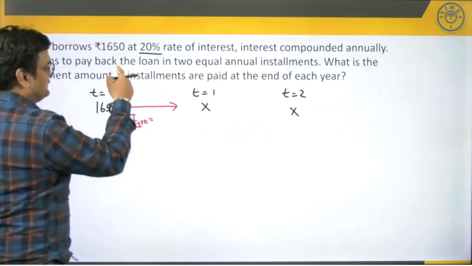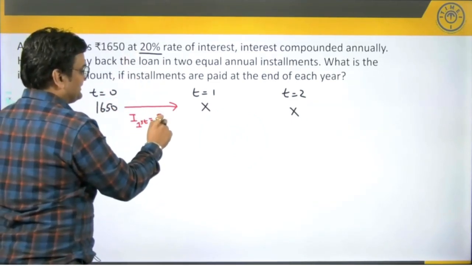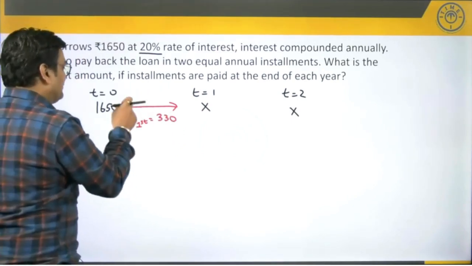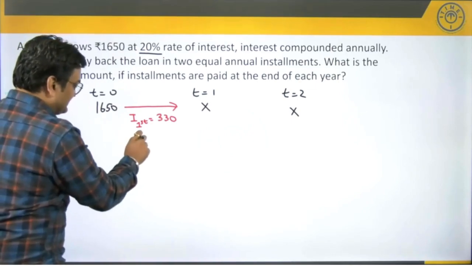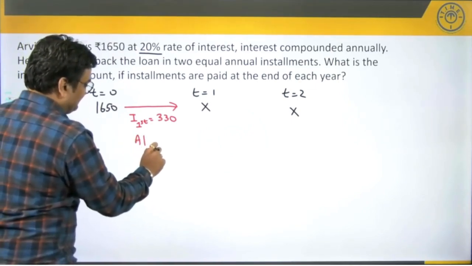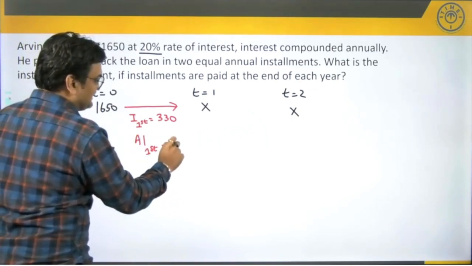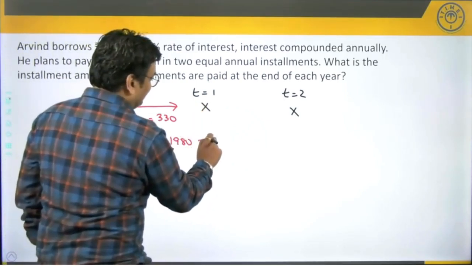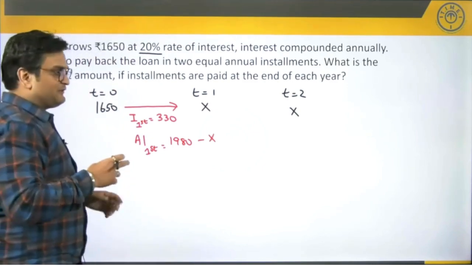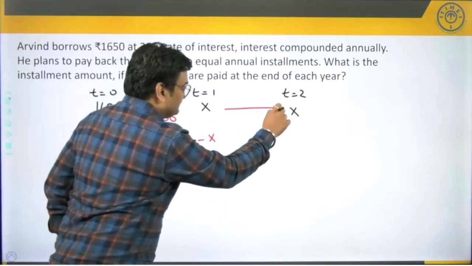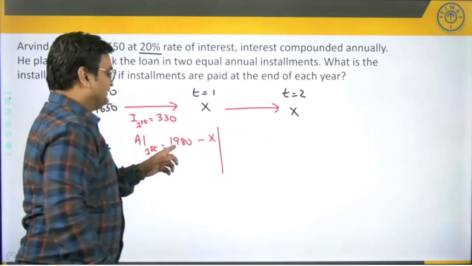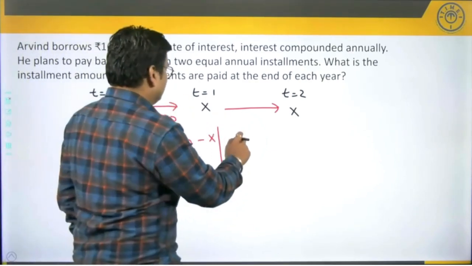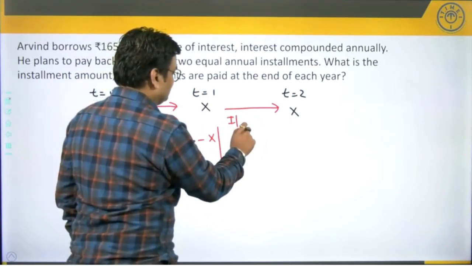So interest for the first year, can I say, is 20% of 1650, which happens to be 330 rupees. 165 into 2, 330. So this will be added to the principal amount, and thus can I say the amount at the end of first year is going to be 1650 plus 330, which is 1980, out of which we are paying back X. So for the next year, the principal amount will be 1980 minus X, not 1650. So interest for the second year will be what?